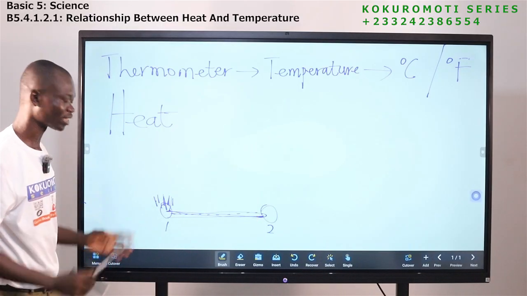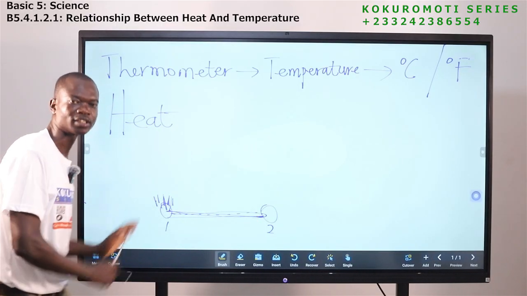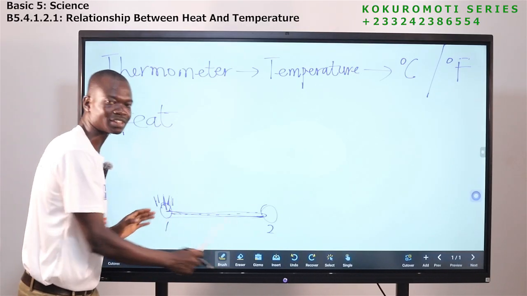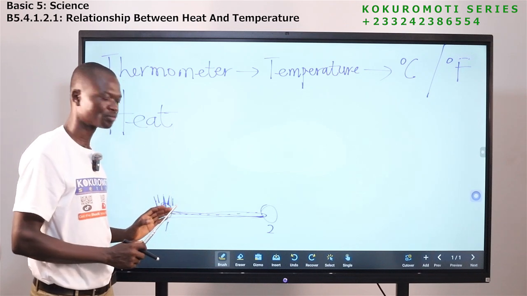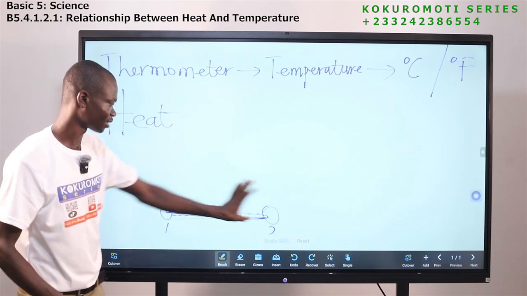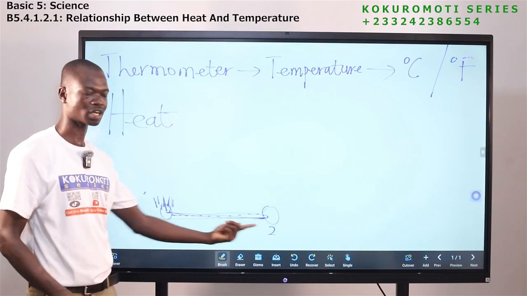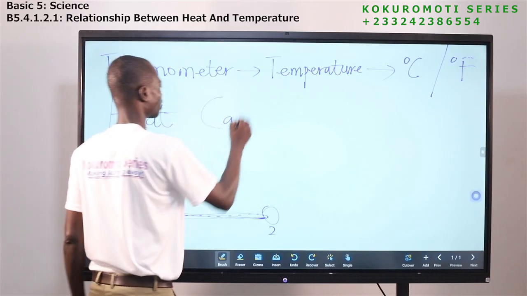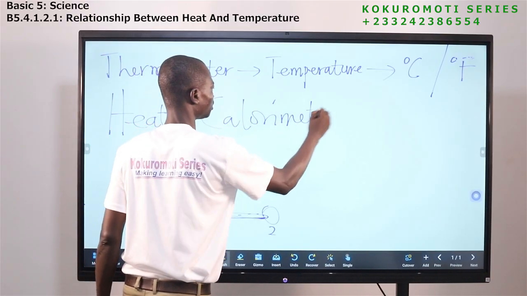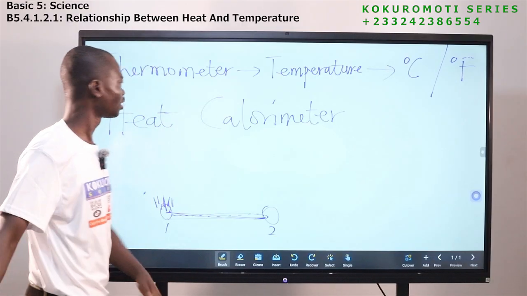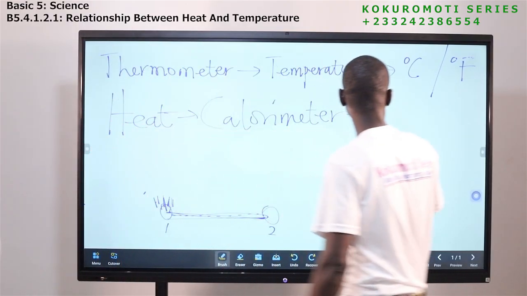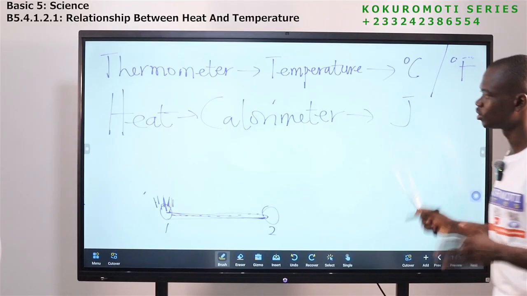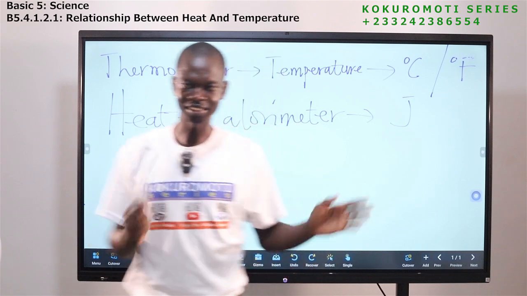So heat is a form of energy that moves from one point to another point as a result of the differences in temperature between the 2 points. So the temperature here, if it is not the same as here and there is heat here, the heat will travel to the other side. Okay, and we use a calorimeter to measure heat. And you should also know that heat is also measured in joules. So this is what you should know about heat and temperature.